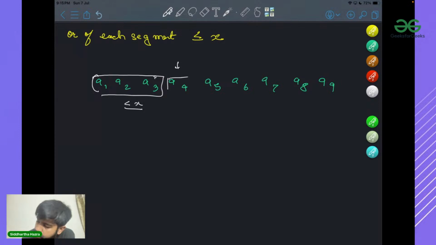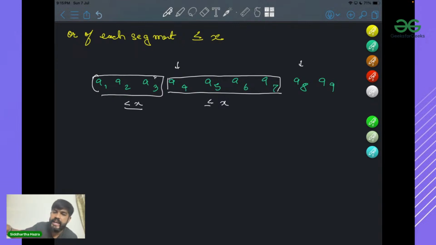Then we would again move from this to this to this to this. Until this point it was less than or equal to x, but when we hit this point, where we are including a8 into the second segment, the value becomes more than x. So we are not including it. Then the rest of the values, let's say, are less than x. And this is indeed the idea of what we are doing.